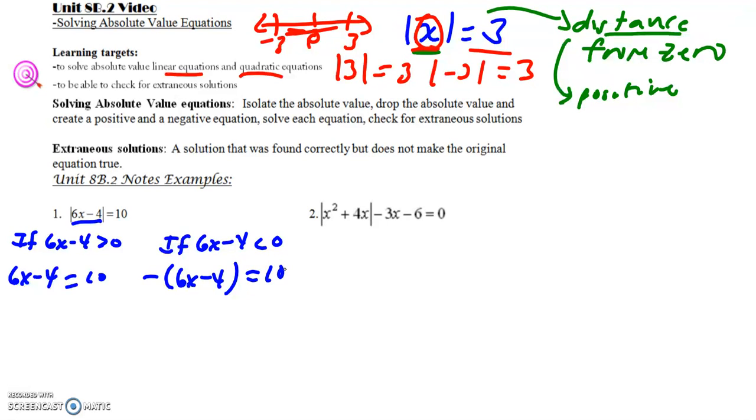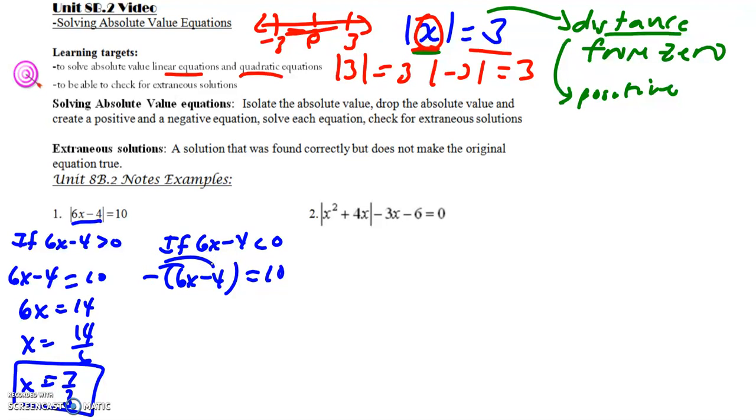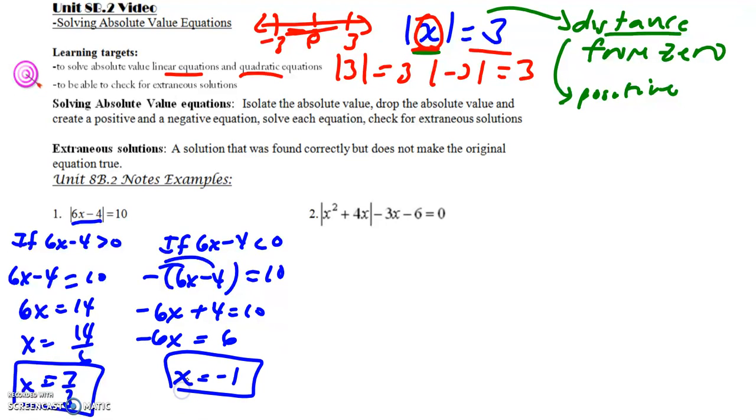So if I solve these separately, this one's a little easier. 6x would equal 14, so x would be 14 over 6, or 7/3. So that's one possibility for x. If I distribute the negative on the second one and get negative 6x plus 4 equals 10, and solve, we get negative 6x equals 6. So then here x would be negative 1. So those are our two options.